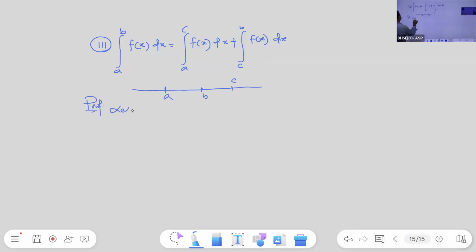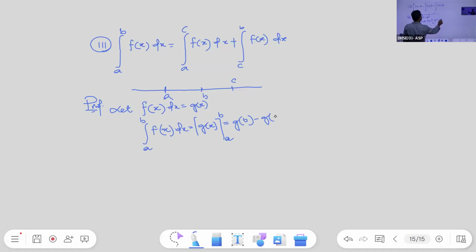Let the indefinite integral of f of x dx be equal to G of x, then the integral from A to B of f of x dx is equal to G of x with limits A to B. This is equal to G of B minus G of A. Right? This is the value of the left hand side.